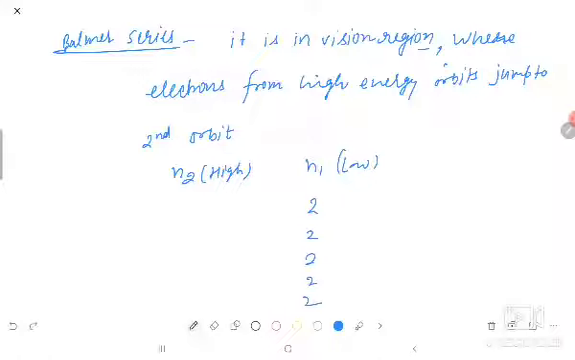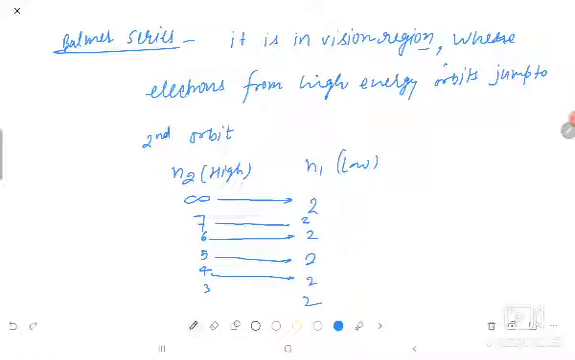So the first one can be infinite to 2, then 7 to 2, or 6 to 2, or 5 to 2, 4 to 2, or 3 to 2. This is also possible, 3 to 2. So the electron can jump this way.